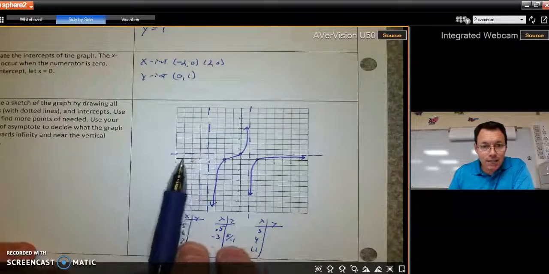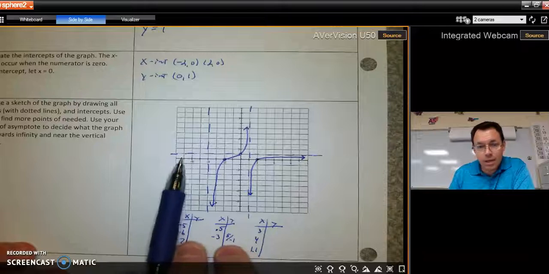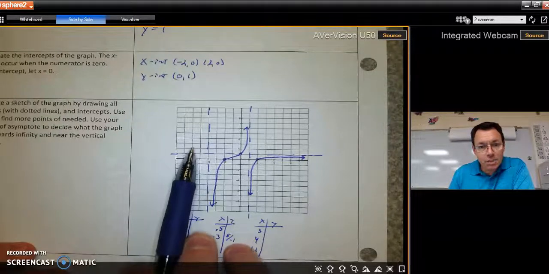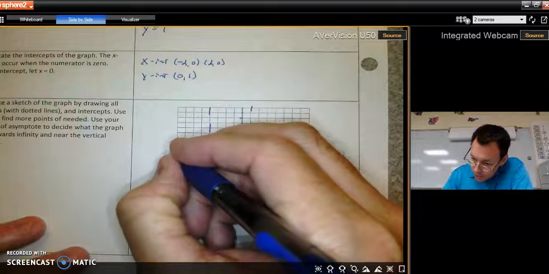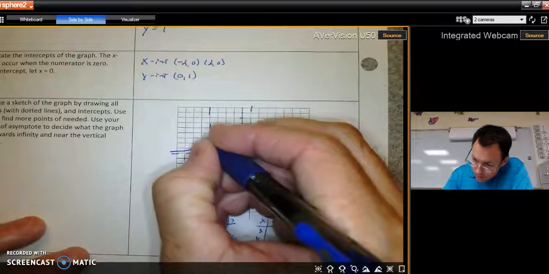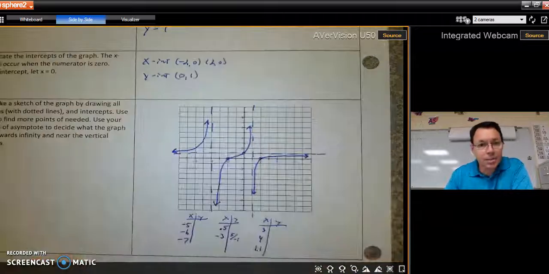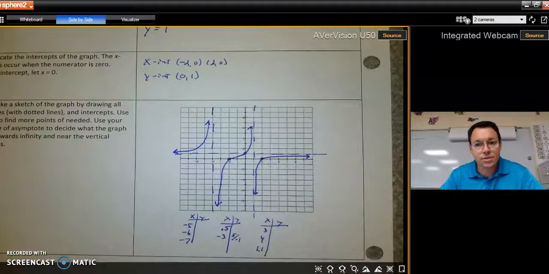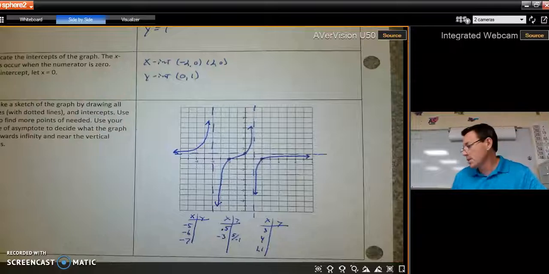The lack of an x-intercept tells us that we are never going to cross this line. So our graph must be trapped up here. Our graph is going between this horizontal asymptote, that vertical asymptote, and is getting trapped in this little area up here, and that's why it never crosses the x-axis. Okay? So I wanted to kind of walk you through the first example.